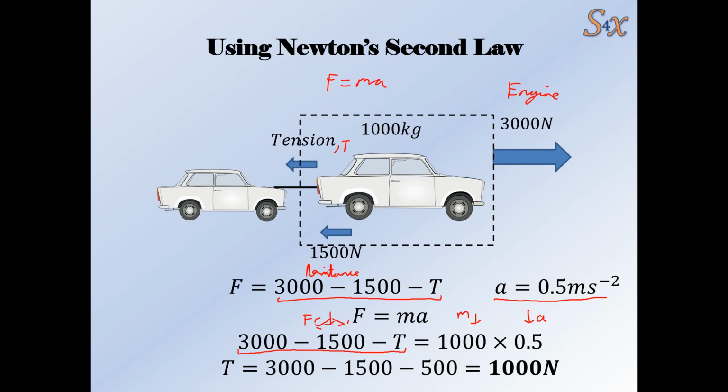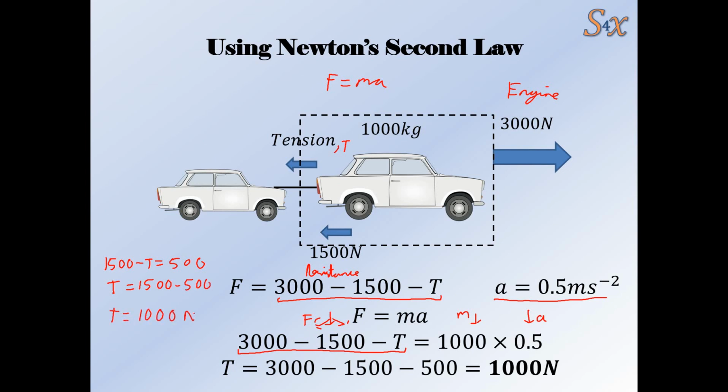By doing a little bit of rearranging, so I'll just show you what I've done there. I've looked at the resultant force and said 3,000 minus 1,500 is 1,500. So I'm left with 1,500 minus T equals 1,000 times 0.5 is 500. And then I do a bit of rearranging, bring T to the other side, bring 500 across. And that gives me T is 1,000 newtons.